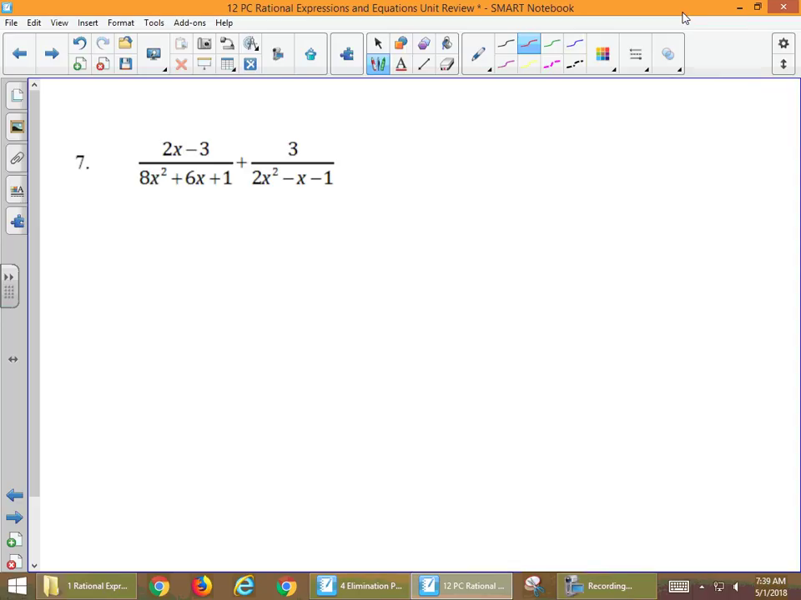Alright, an addition problem. Just like with subtraction, if you see an addition problem, you need a common denominator. So we need to see what we have here. I'm going to go ahead and factor these below, and then we'll see what they have in common. So here I have 8 with my first trinomial, 8x squared plus 6x plus 1.